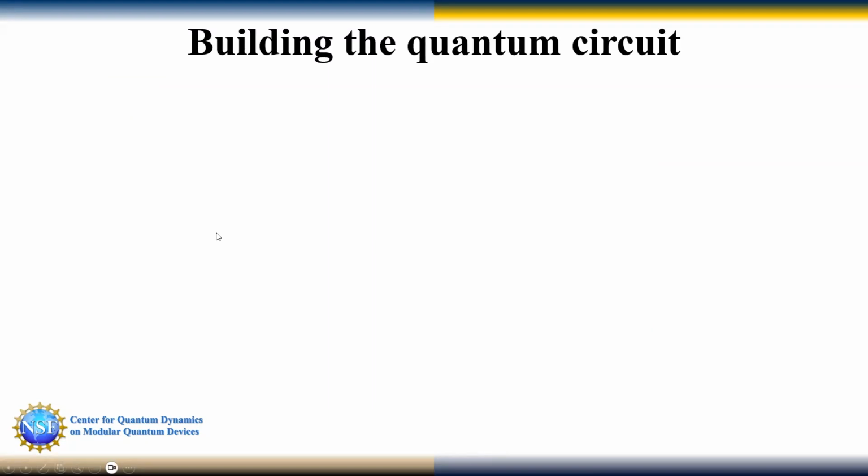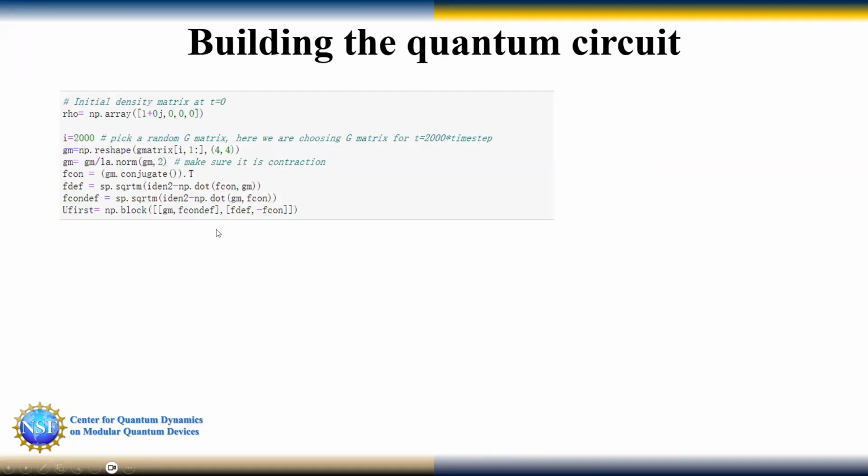Next, we build a quantum circuit. Because G itself is not unitary, we undergo a mathematical process called dilation. We have a separate tutorial video for the dilation, and you may refer to that, so here I just go over it briefly. This is how you first build the unitary U from the input G matrix, and then make it unitary.